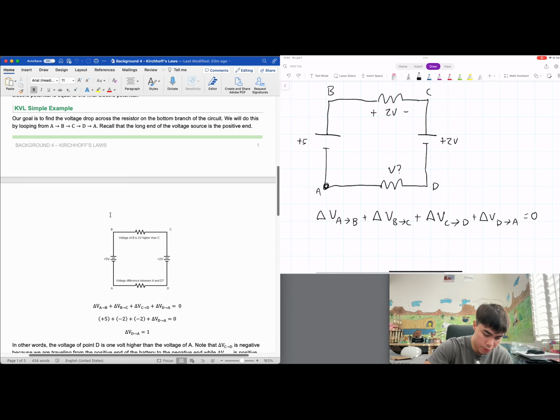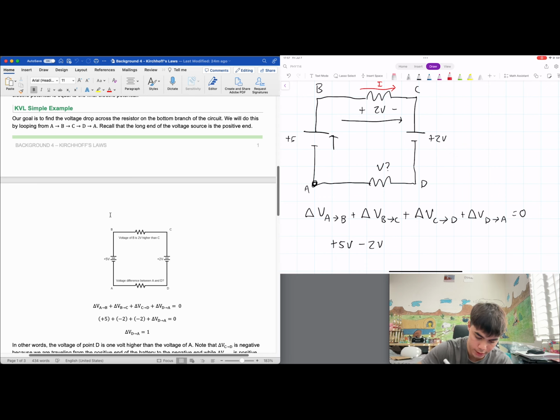Traveling from A to B, we go from the negative side to the positive side of the battery, so we increase by 5 volts. Then traveling from B to C, we are going from the positive end to the negative end of the resistor. What that means is the current is flowing in this direction. So the change in voltage when going from B to C is minus 2 volts. And then when going from C to D, we also have a minus 2 because we're going from the positive end to the negative end. So we're losing 2 volts there.